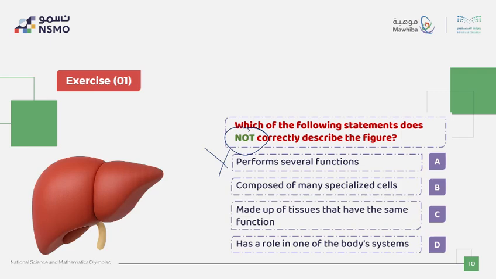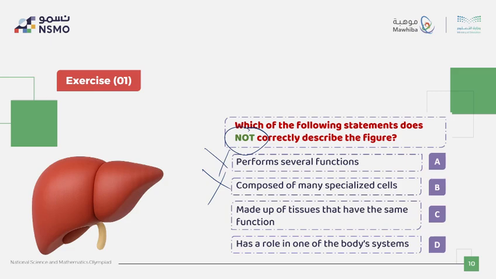Okay, what do you think, guys, about B? B is also not correct, because the statement is true. Why? All organs are built from specialized cells that work together. In the case of the liver, these include cells called hepatocytes, connective tissue cells, and others. So option B is also a correct description, so we don't need it.